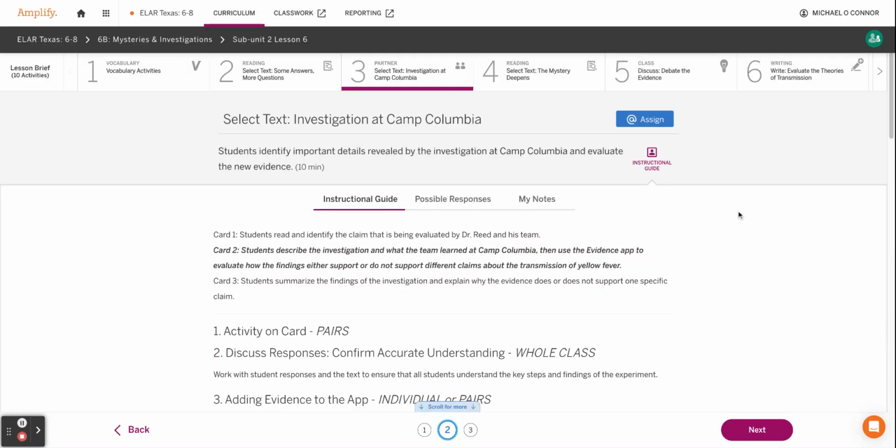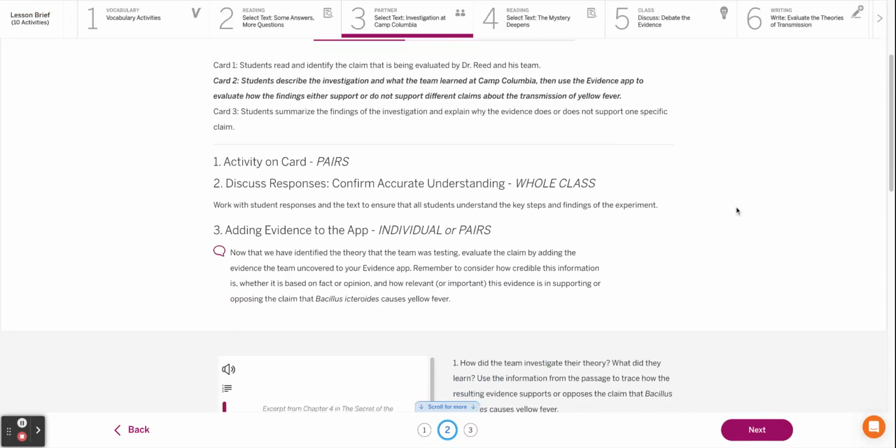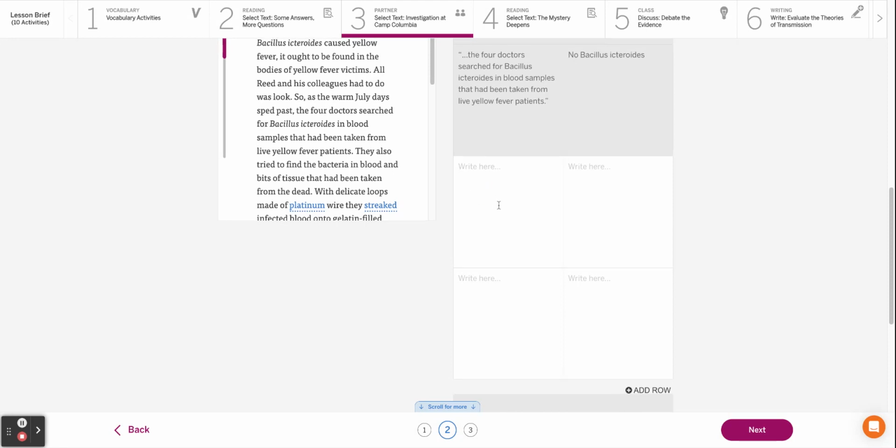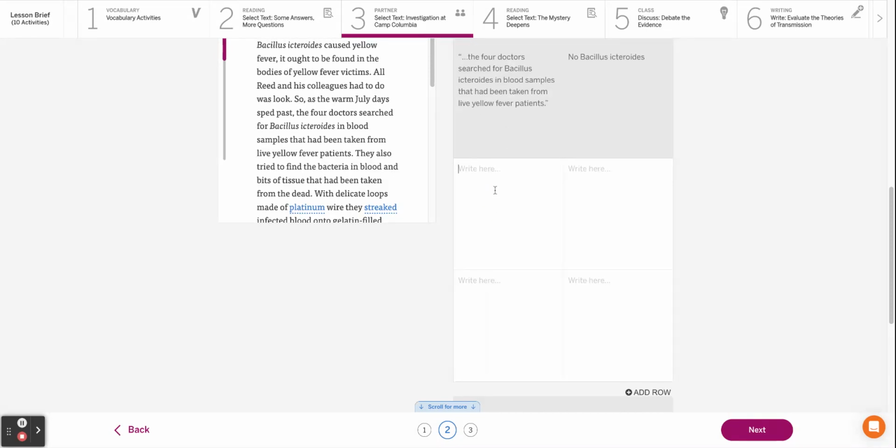In card 2, you're going to do this part individually if you haven't done it in pairs already. You are going to take what we highlighted or annotated, and what did the team do? So, what investigative steps did they take? And what did they learn from what they did? So, their investigation, and then what is the result of their investigation? So, you're going to copy and paste what they did right here. And then in your own words, you explain the result of that part of the experiment.